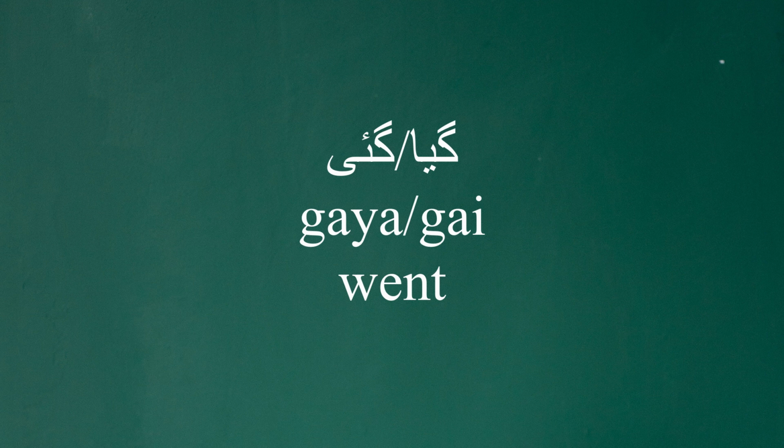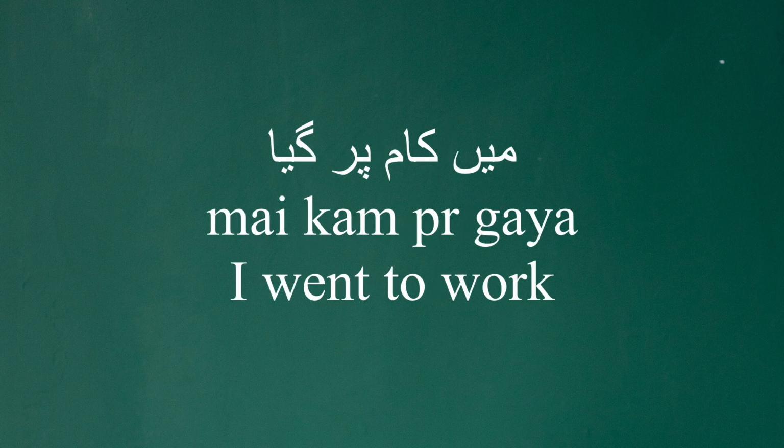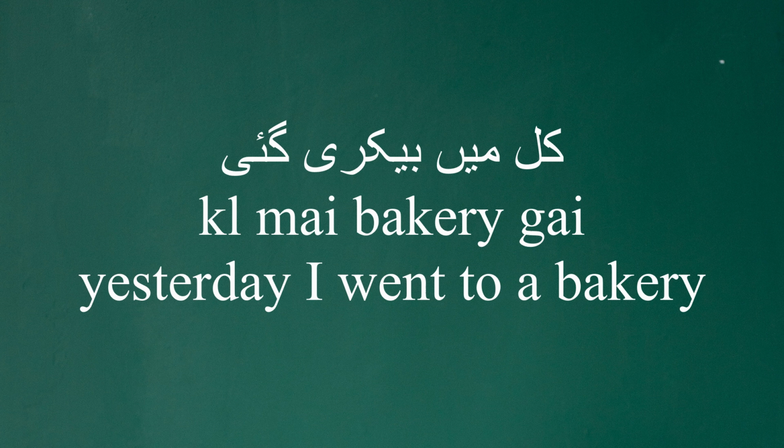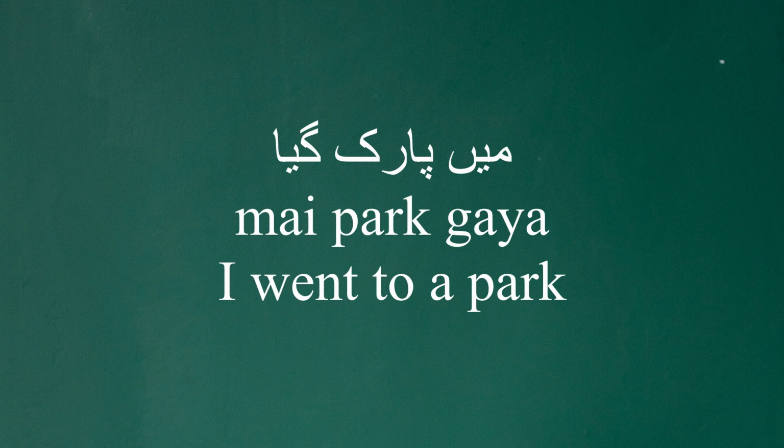मैं काम पर गया. I went for work, or I went to work. मैं काम पर गई. I went to work. कल मैं बेकरी गई. I went to the bakery. कल मैं पार्क गया. I went to the park yesterday.